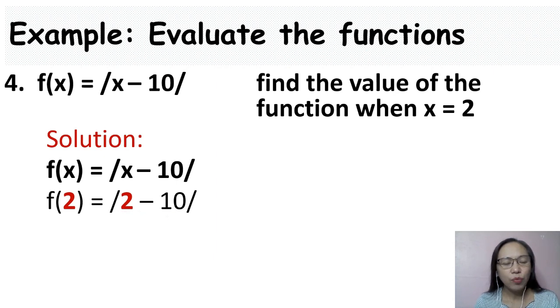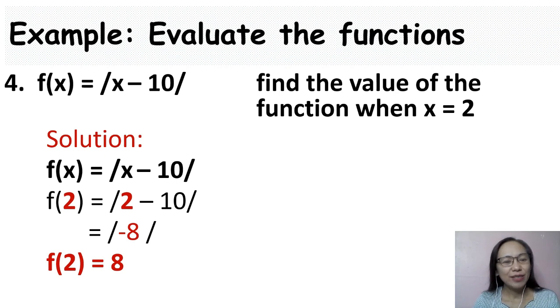Working on the numbers inside the absolute value, 2 minus 10 equals negative 8. So you have there the absolute value of negative 8. And again, as I have told you earlier, an absolute value renders the positive value of the number. So when you apply the absolute value to negative 8, that gives you positive 8. Therefore, f of 2 is equal to positive 8.